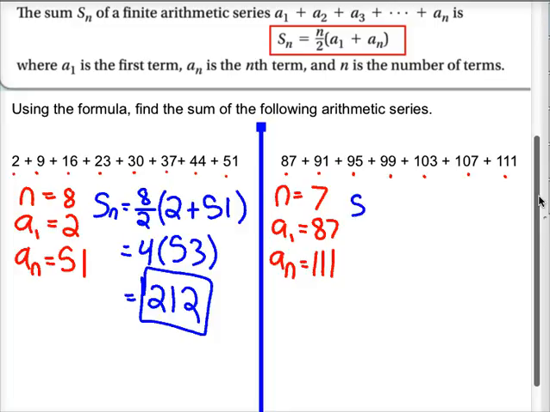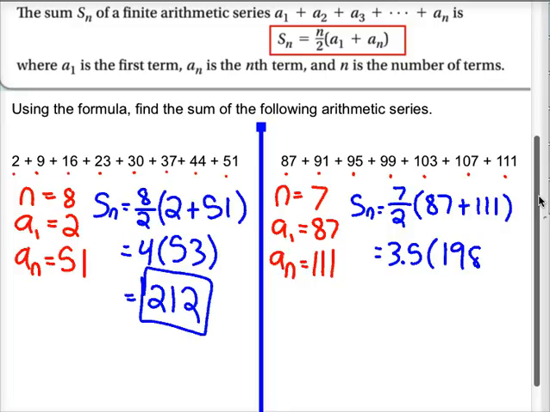So I want that sum. So n divided by 2 times the first term plus the last term. Well, 7 divided by 2 is 3.5. 87 plus 111 is 198. Multiply those together, my sum is 693.